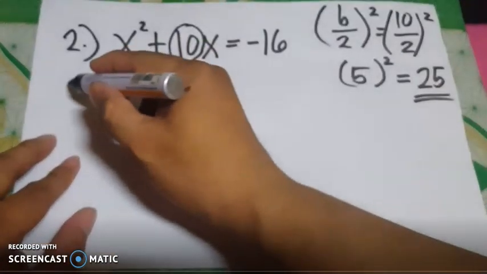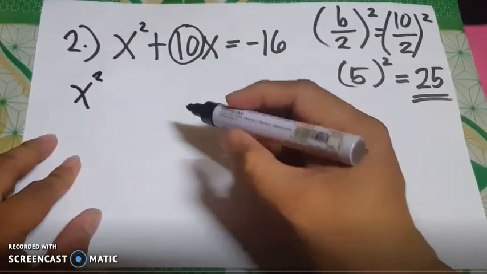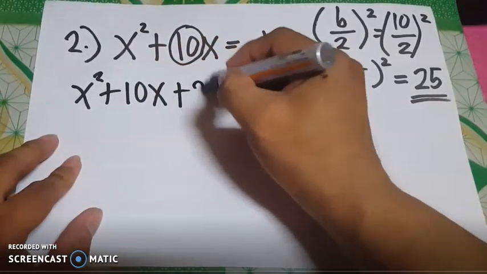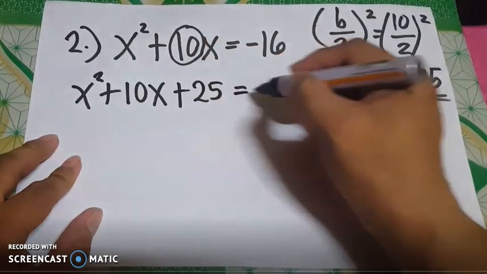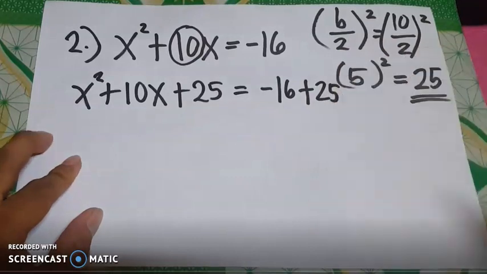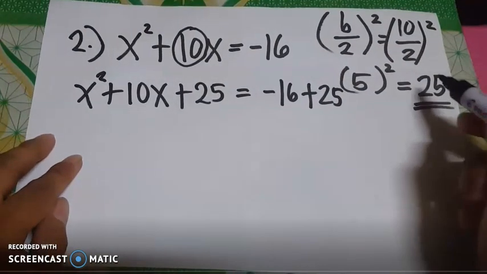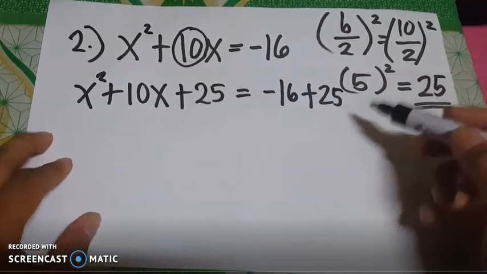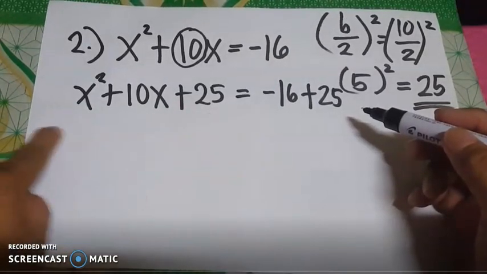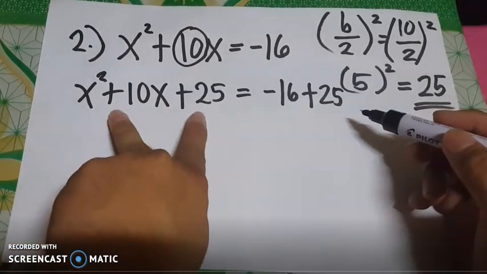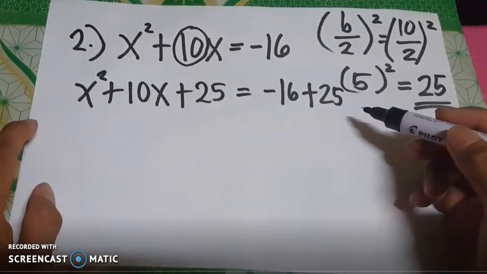So let's do it. So that would be x squared plus 10x plus 25 is equal to negative 16 plus 25. So, we added 25 on both sides of the equation. So, in that case, this left side is already a perfect square trinomial. Meaning to say, the factors of it are square of binomial.